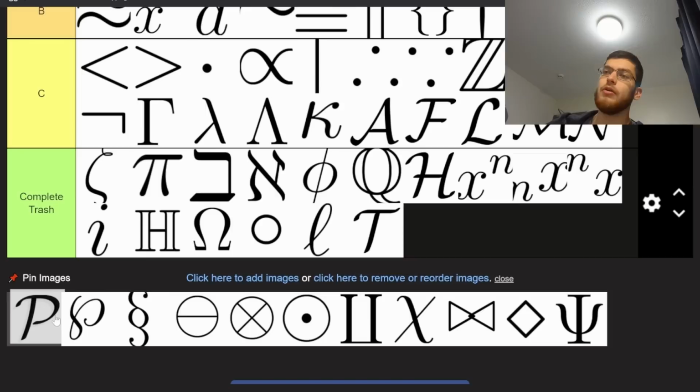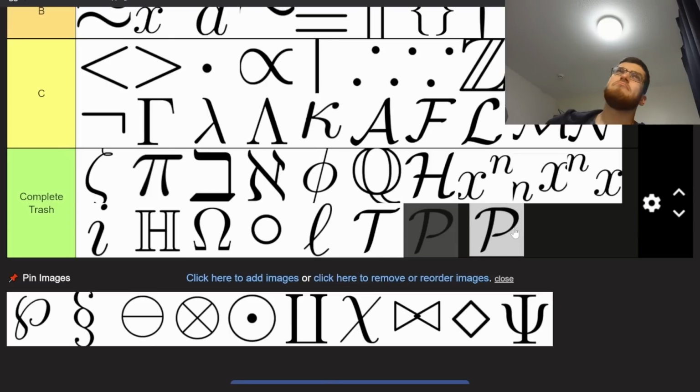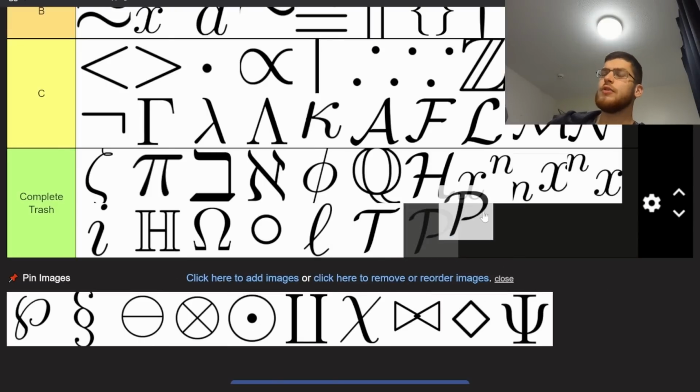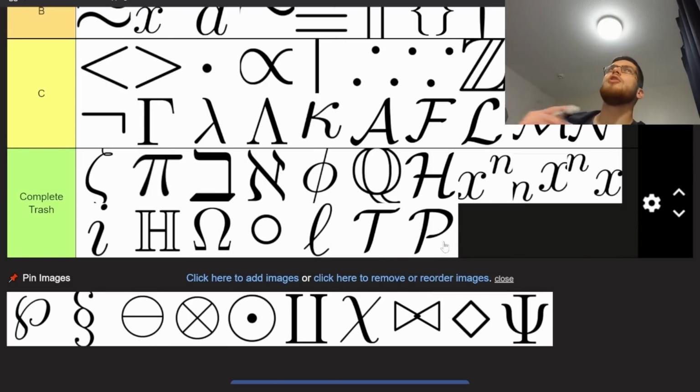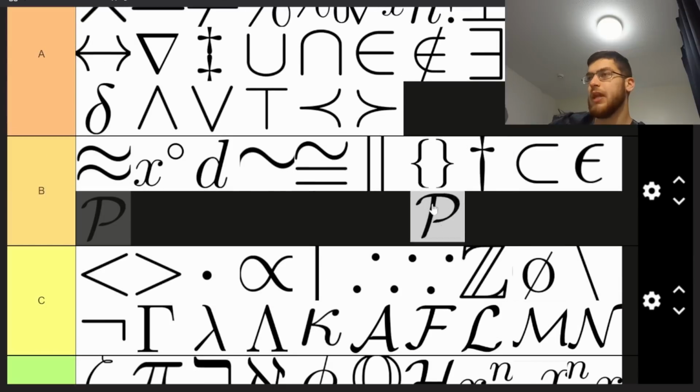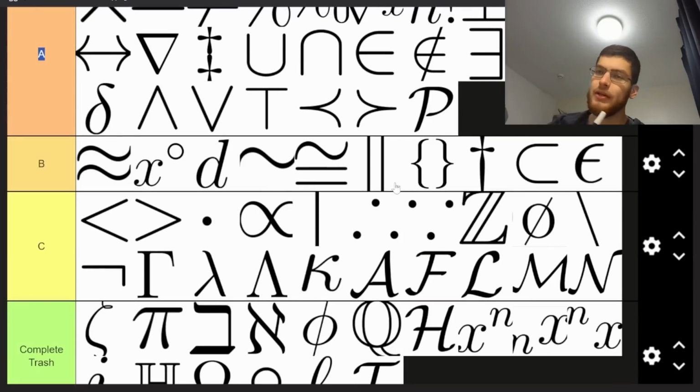Power set, is it? Power set? Yeah, I do know what that is. It's all the combinations. I mean, yeah, it's a pretty good symbol because you use it in certain ways that makes you feel like an absolute genius when you use it. So it's not going in complete trash. It's going to go in A tier. It's a little bit difficult to write.